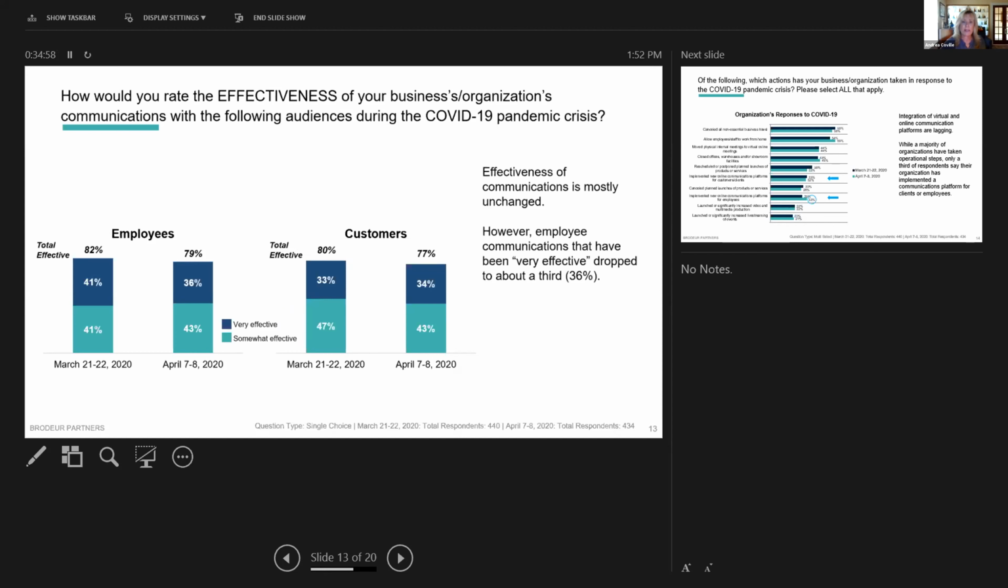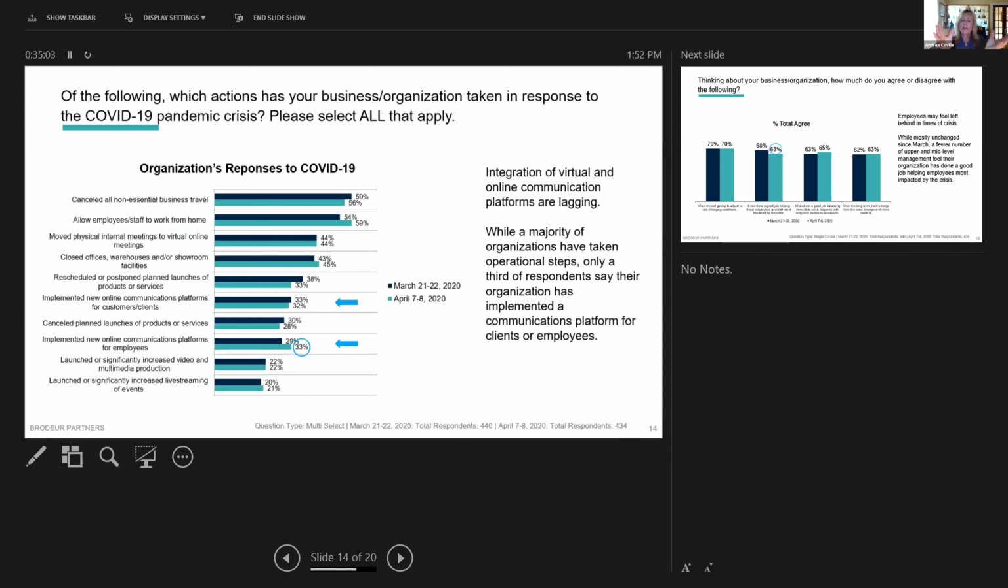And it's interesting, it's a much greater percentage than before. The other thing I'm very surprised about, I guess because I'm in the communications business, is that the communications response hasn't kept pace with what I would call the operational response of the organization. We've been very good at aligning our businesses, getting people to work from home, setting up systems, getting healthcare plans for people. But the integration of virtual and online communications platforms is lagging.